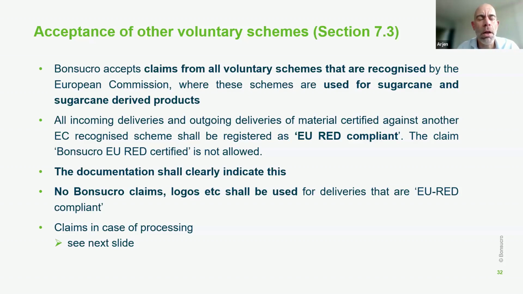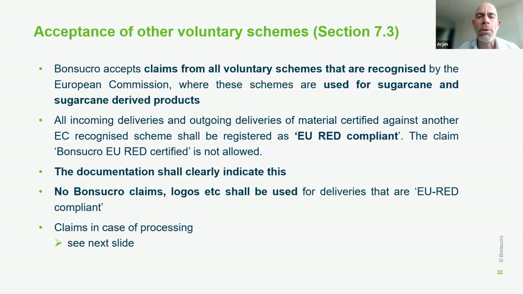So in other words, all incoming deliveries and outgoing deliveries of sugarcane and sugarcane-derived products, which have been certified against another EC recognized scheme, shall be registered as EU-RED compliant. And for those materials, the claim Bonsucro EU-RED certified is not allowed. So the claim Bonsucro EU-RED certified is only allowed for material which has been certified against the Bonsucro EU-RED standard. And all documentation, invoices, transport documentation shall clearly indicate the claim. So no Bonsucro claims, logos, etc. shall be used for deliveries that are EU-RED compliant. They shall be distinguished.